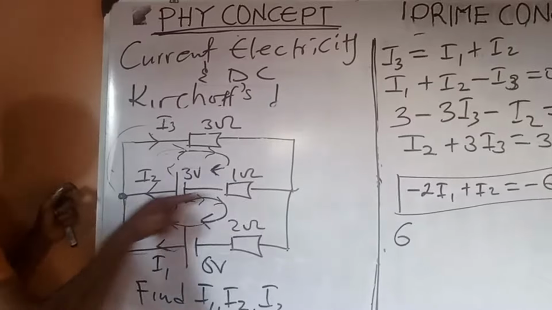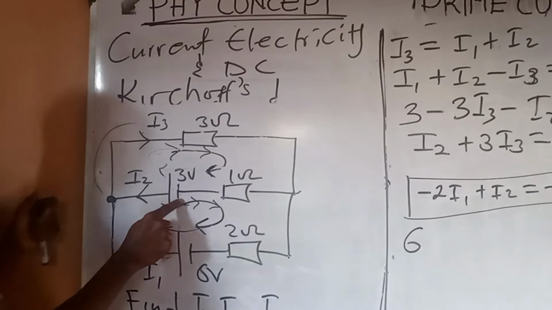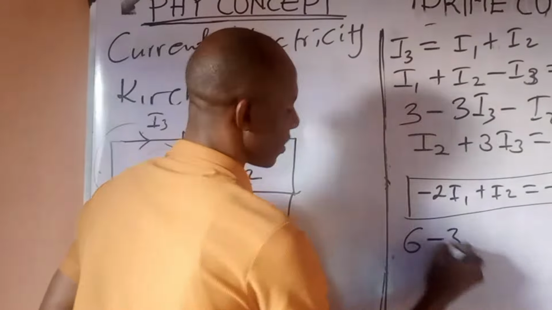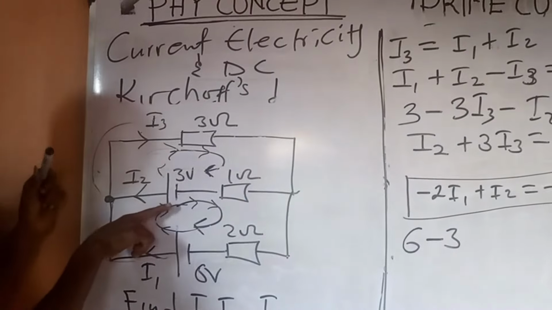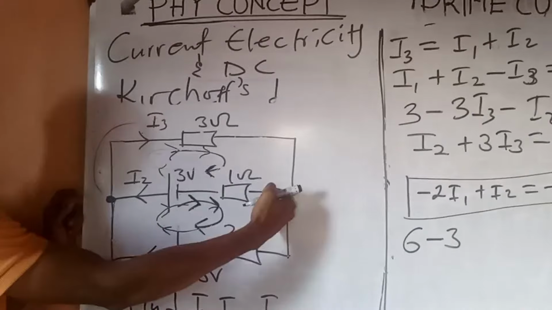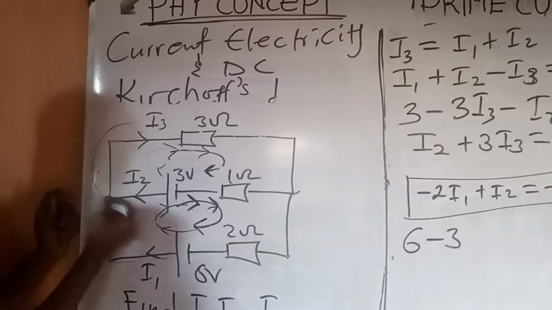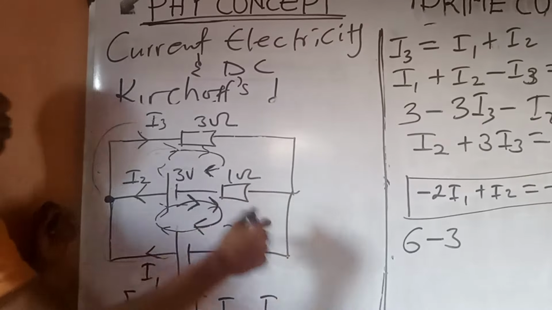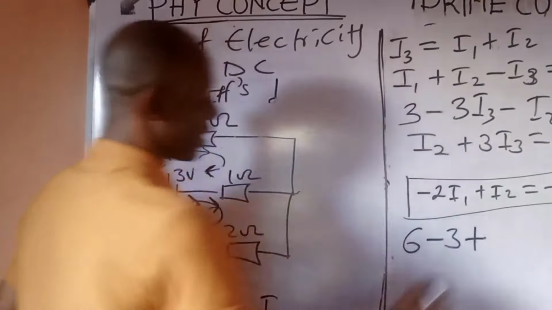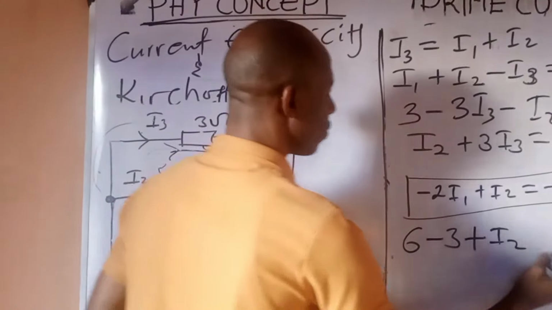For this one, my loop is going this way, meaning my loop is coming out from the short terminal, which is negative. So I would say minus 3. Then I will continue. My loop is moving forward. You can see my loop current, which is I2, is coming backward, opposite, right? Current is back, loop is forward. So opposite direction is positive. So I'll say plus 1 times I2, which is I2.